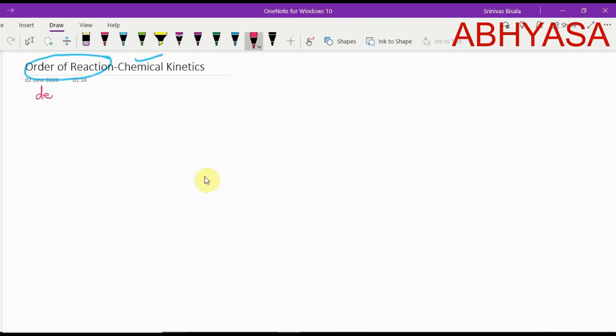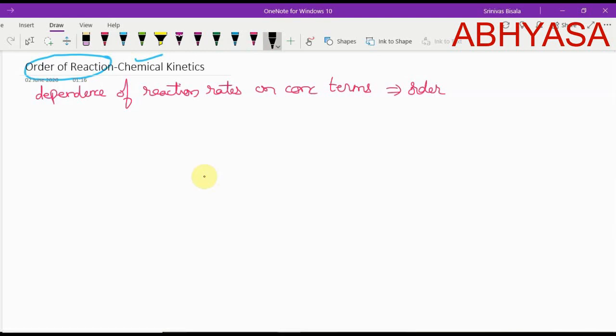The dependence of reaction rates on the concentration terms, this we express in terms of order of reaction. The dependence of reaction rates on concentration terms is expressed in terms of order of reaction.